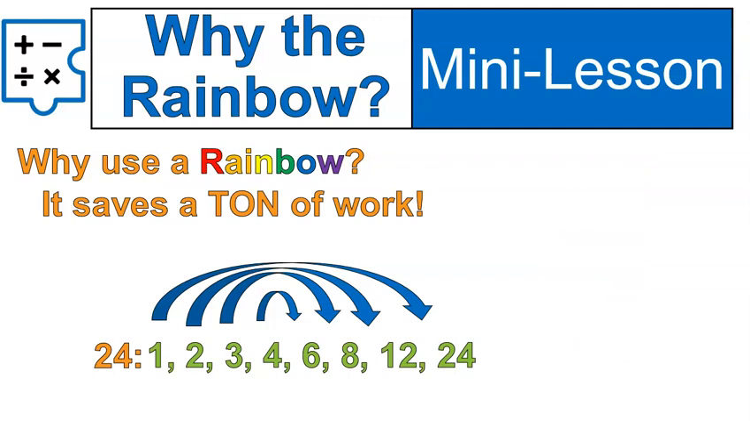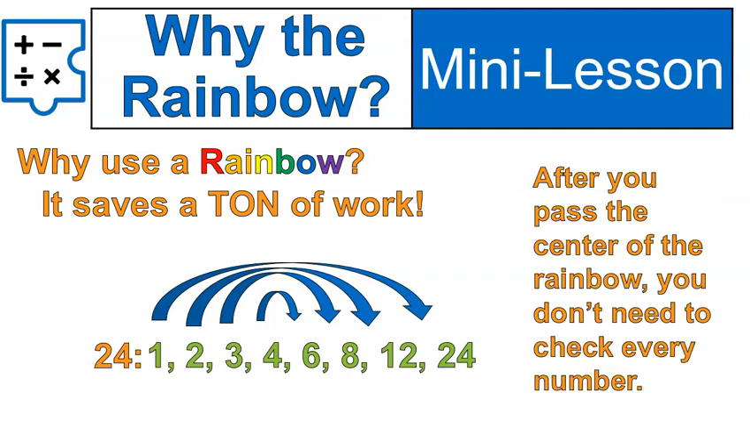It also saves a ton of work, and let me explain why it would do that. After you pass the center of the rainbow, you don't need to check every number. Watch what I mean by that. And I'm going to show you that in the next example as well, but just watch this. If I check the numbers, 1, that worked. 2, that worked. 3, that worked. 4, that worked. 5, that doesn't work, right? 5 is not a factor.